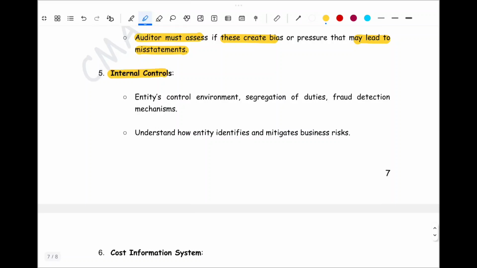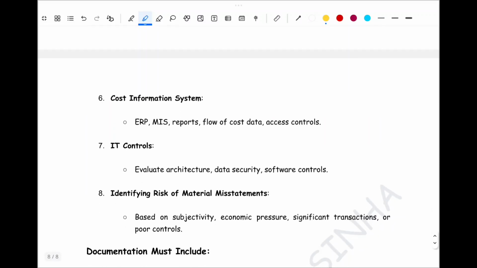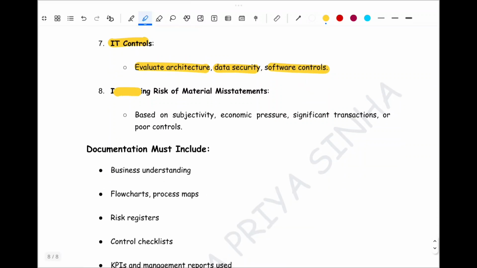Next is internal control: the entity's internal control environment, segregation of duties, fraud detection mechanism. Next, understand how the entity identifies and mitigates business risk. That also needs to be understood by the auditor. Cost information system: ERP, MIS reports, flow of cost data, access control, IT control. Evaluate the architecture, data security, software control. Next is identifying the risk of material misstatement based on subjectivity, economic pressure, and significant transactions.